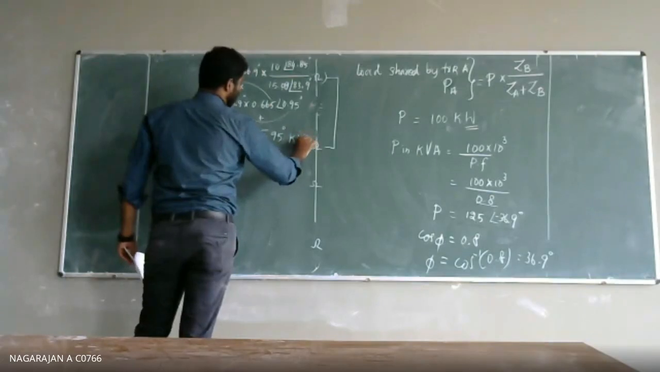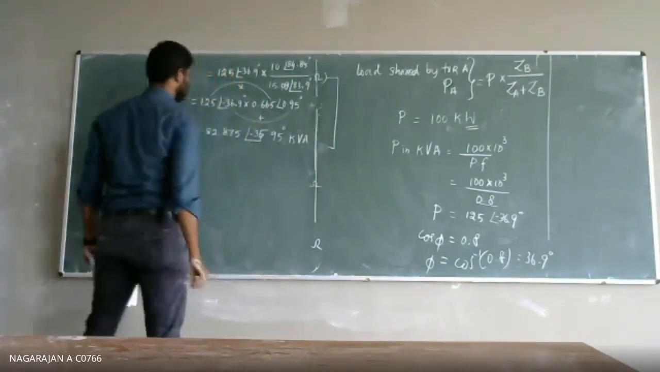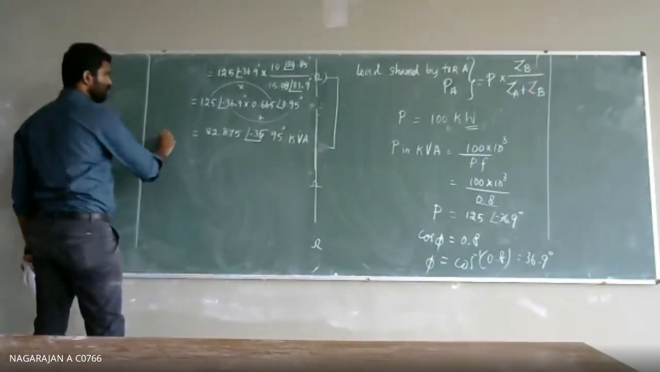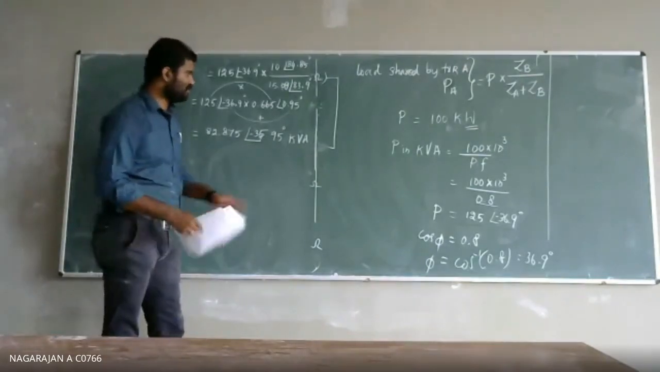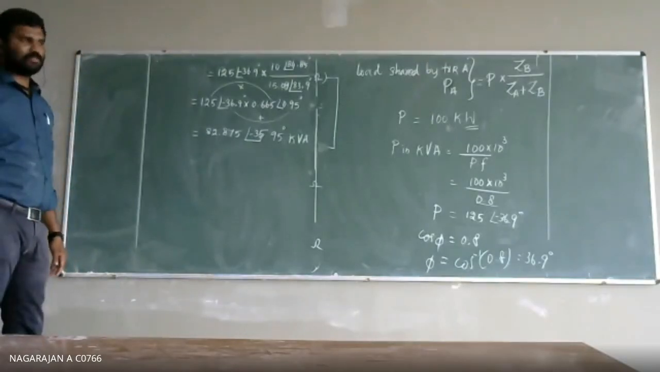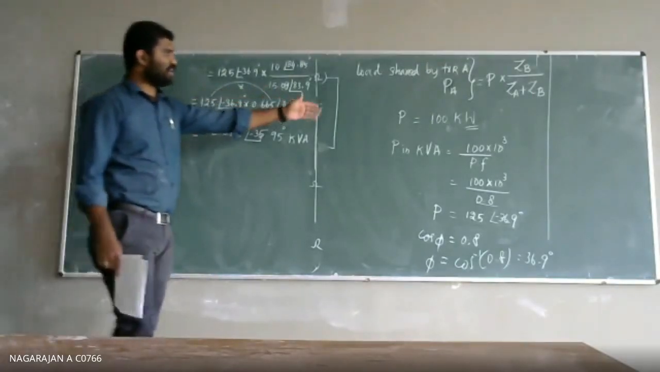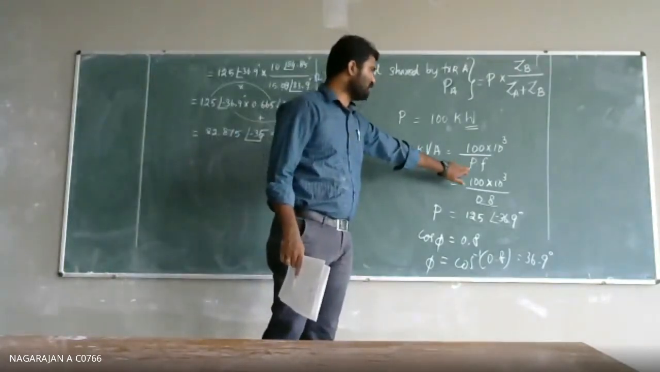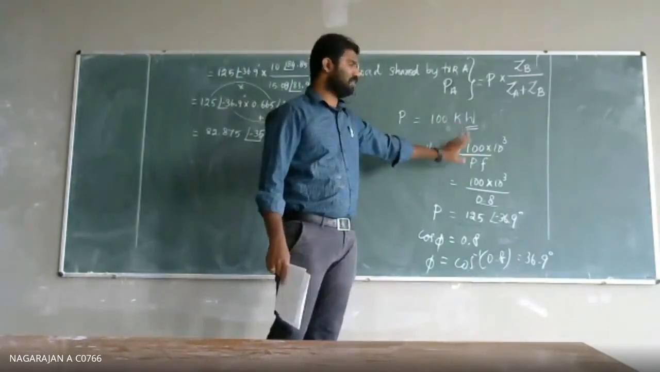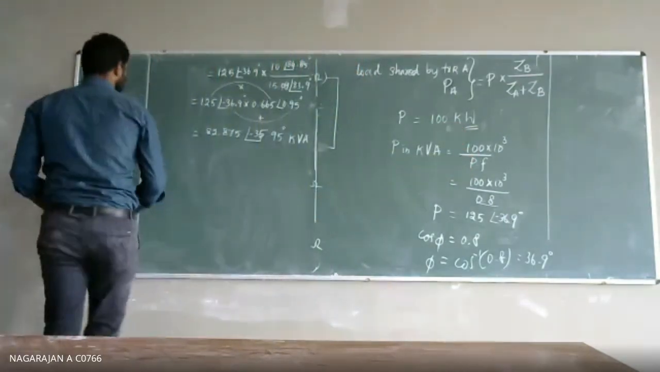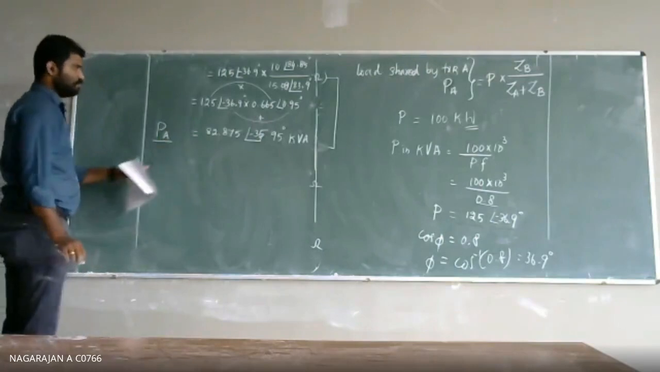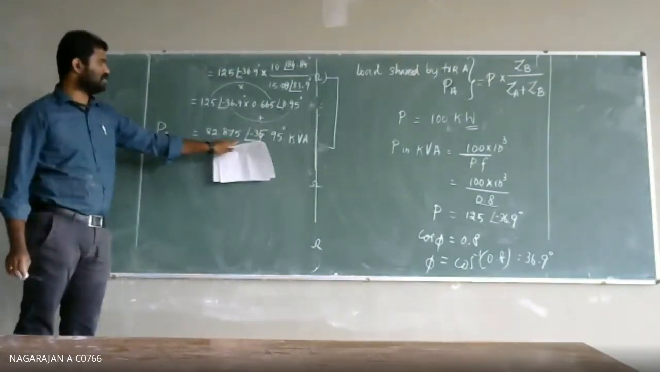This is the kVA value. So this is the power shared by transformer A in terms of kVA. Again we have to convert that into kilowatt. For converting kVA into kilowatt, we have to multiply with the power factor. The power shared by transformer A, which I have mentioned as PA, is equal to 82.875 kVA.